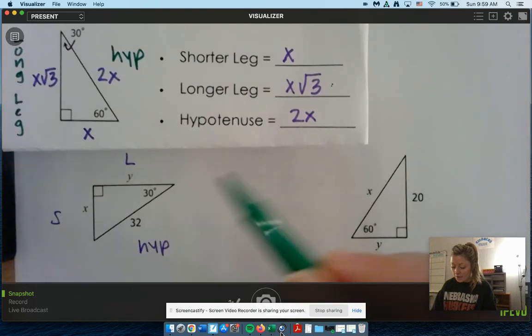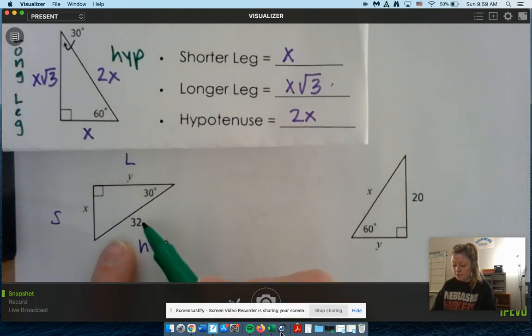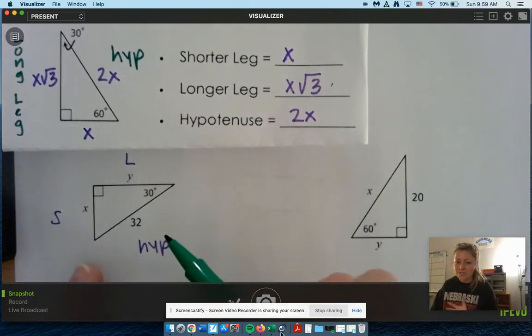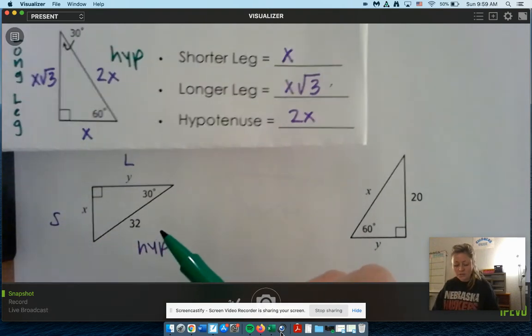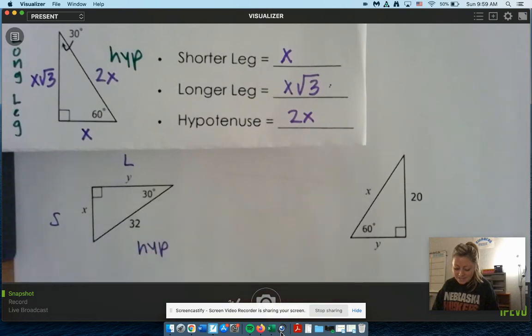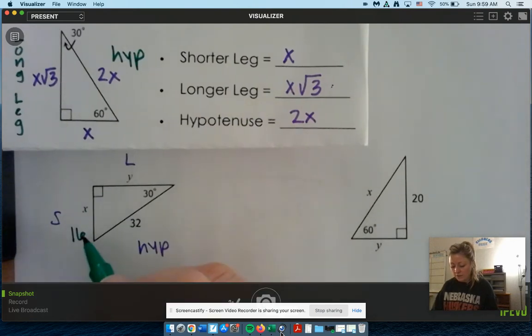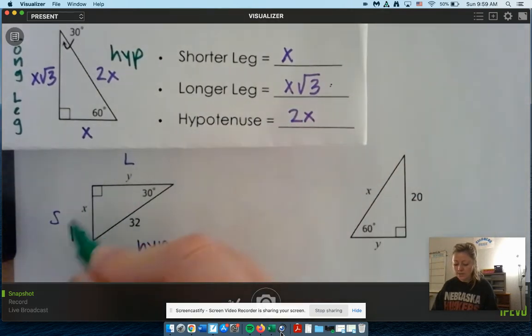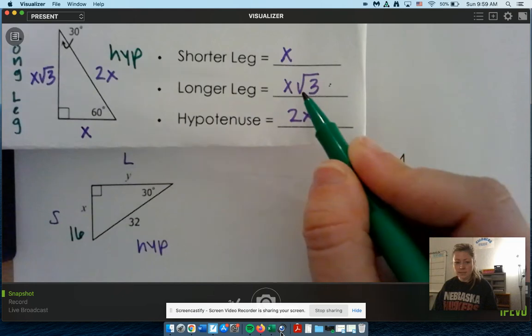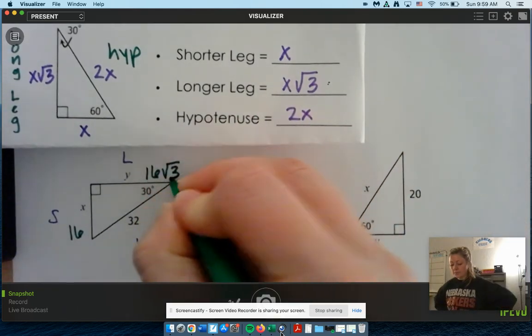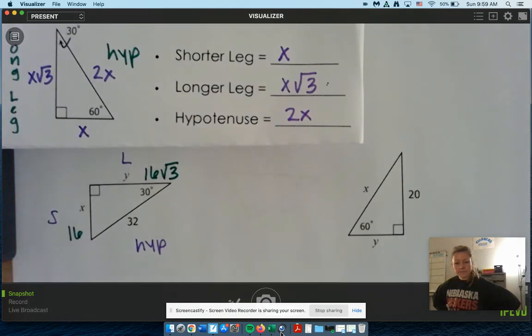So if I know my hypotenuse is 2 times my short leg, well, it's pretty simple to find the short leg. We just divide by 2. So 32 divided by 2 is 16. And now it's very simple to find your longer leg because we know our short, it's 16. Plug it in here, 16 times root 3. Done deal. We got her.